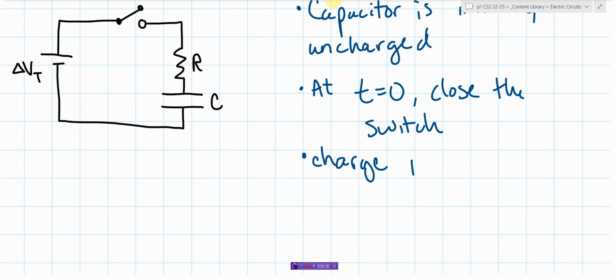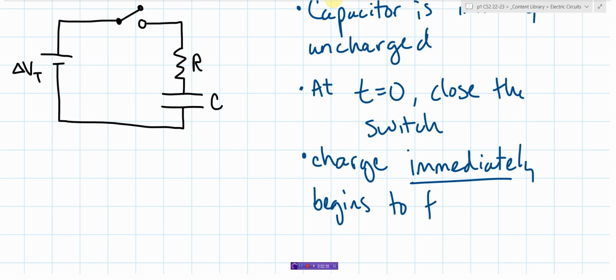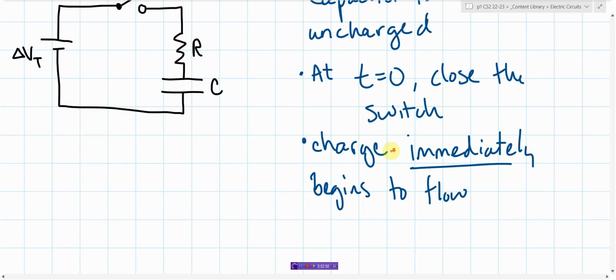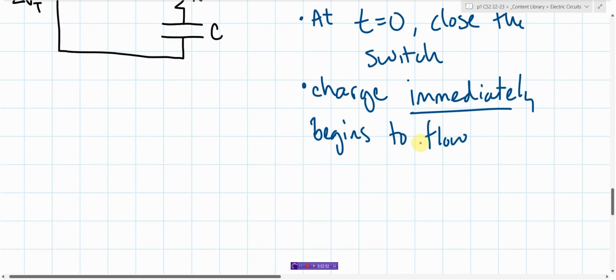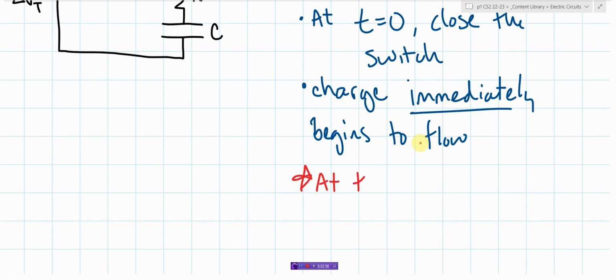Okay. Charge immediately begins to flow. On the last video I mentioned we're going to talk about how to find I naught and stuff. Basically you need to look out for words like this, immediately. Because that means something. That means immediately, like right when I've closed that switch, at that exact moment.